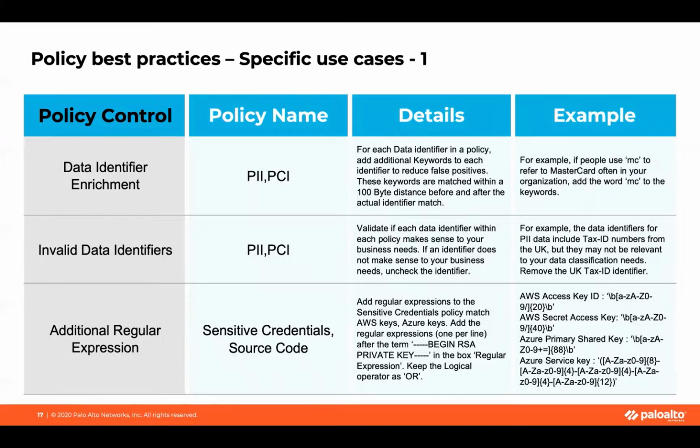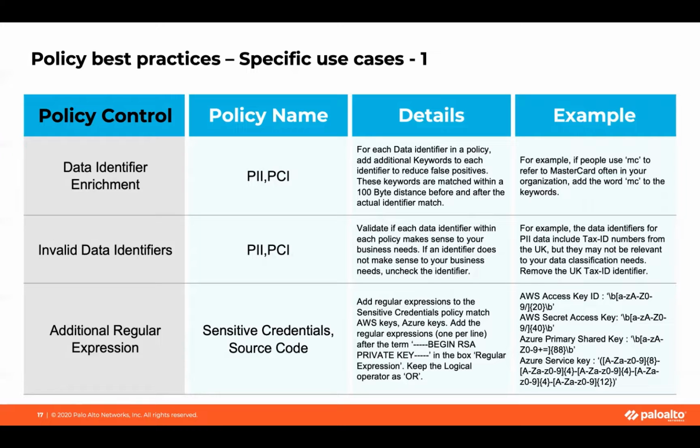Let's review some use cases. One thing to do to enrich data identifiers in each policy is to add additional keywords. This reduces false positives. These keywords are matched within 100 bytes distance before and after the original identifier. For example, if your company uses MC for MasterCard, add that as an identifier.